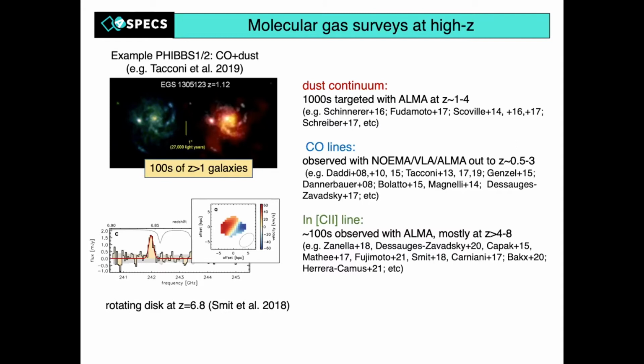And that's because this line enters into the observable band from ground with ALMA and with other telescopes. So I'm showing actually two examples here. The first one corresponds to high resolution observations of a very massive star-forming galaxy at a redshift of about 1 from the fifth survey. And the fifth survey has been key to actually lay a foundation of how galaxies are evolving. But I also show a recent C plus detection from a rotating disk galaxy at redshift 6.8.